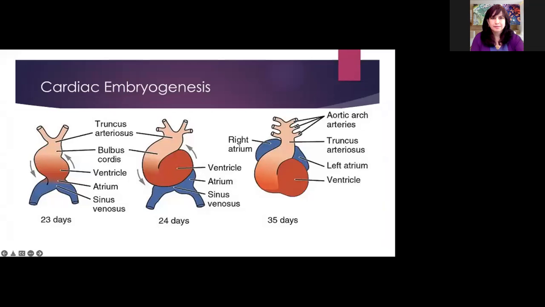So the focus of this talk is not cardiac embryogenesis, but we're going to briefly touch on it. Briefly, the heart starts as a tube-like structure that then undergoes significant folding to result in this recognizable four-chamber heart, with the truncus that divides into your pulmonary artery and your aorta.